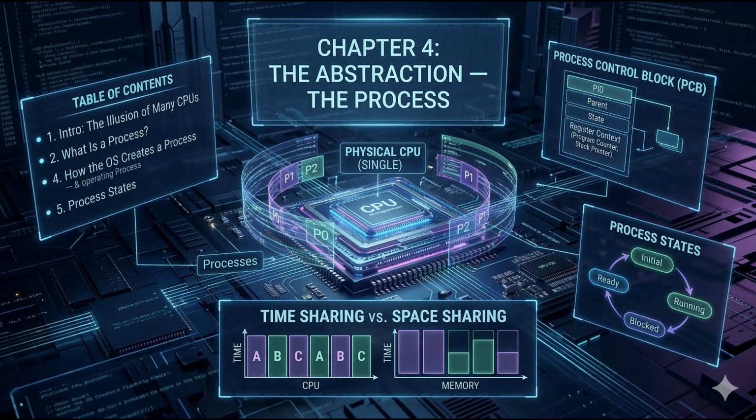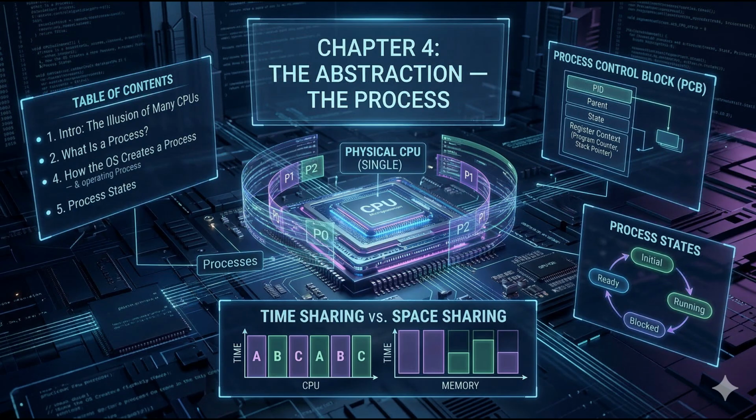The core challenge: many programs, few CPUs. However, most computers have only a few physical CPUs. The OS must still make each process feel like it owns a CPU. The central question of this chapter is, how does the OS create the illusion of many CPUs when only a few physical CPUs exist?